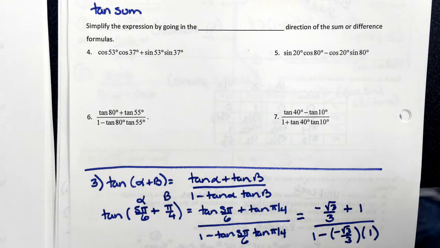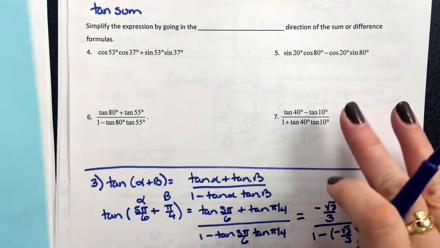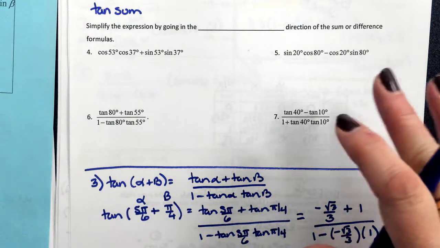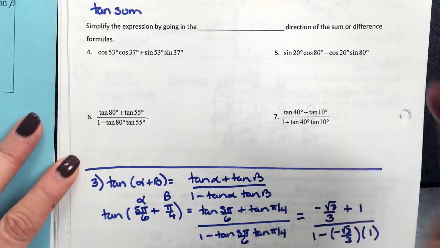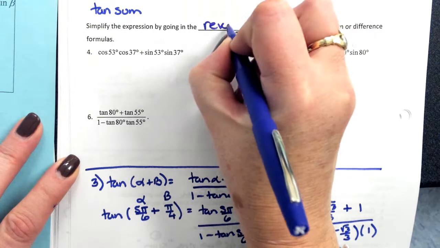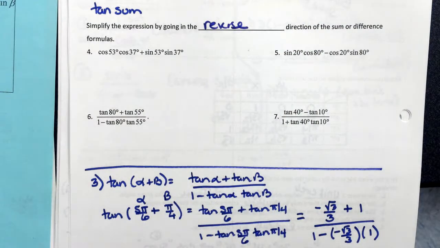You may actually be working your sum and difference formulas by going in the opposite direction. So we can simplify the expression by going in the reverse direction of the sum and difference. So what I mean by that is this.